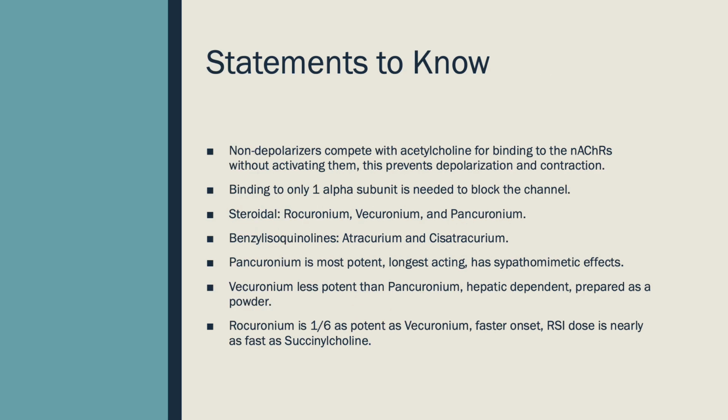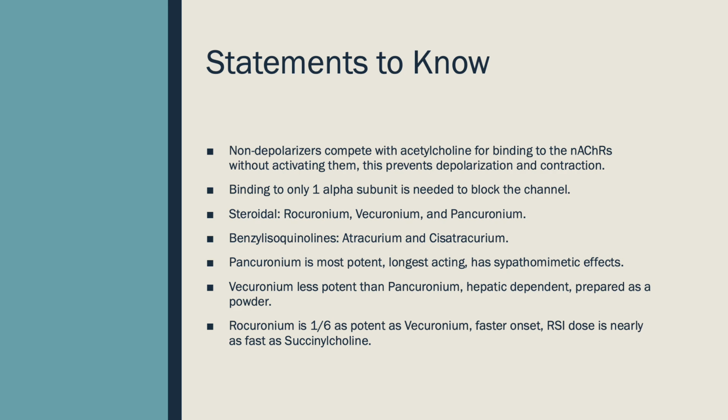Non-depolarizing neuromuscular blockers function by competing with acetylcholine for binding at that nicotinic acetylcholine receptor at our neuromuscular junction. They prevent depolarization and subsequent contraction. Unlike acetylcholine, when they bind to that nicotinic acetylcholine receptor, it doesn't activate it. Non-depolarizers only need to bind to one alpha subunit, blocking that ion channel and inhibiting muscle contraction. This competitive inhibition allows for a controlled muscle relaxation.